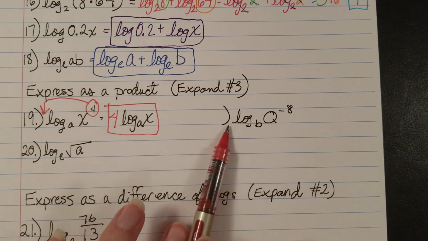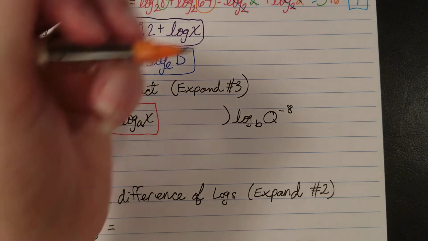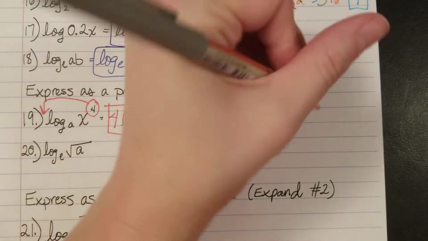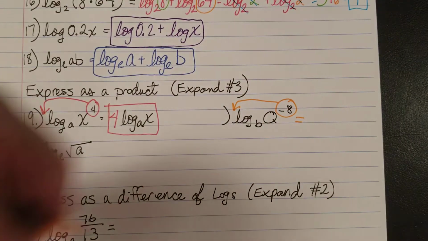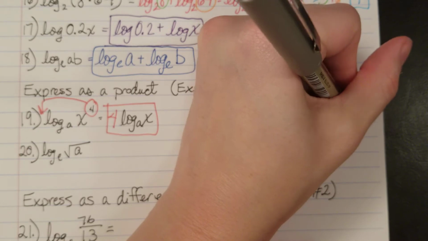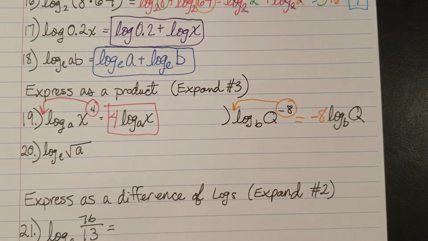And then this problem over here, which for some reason doesn't have a problem number next to it, that's okay. We're just going to move this exponent here. So that's going to equal -8 times log base B of Q.